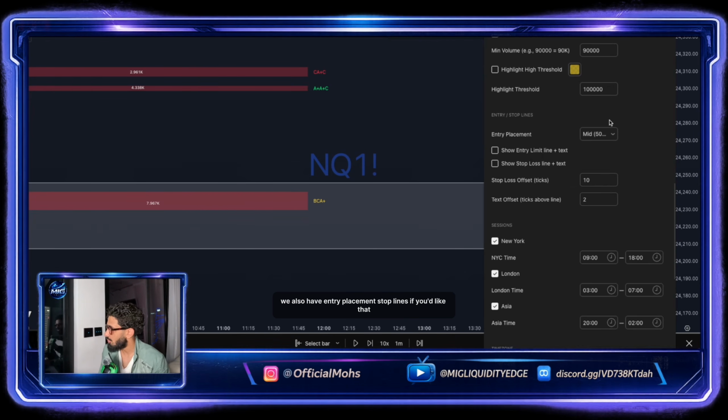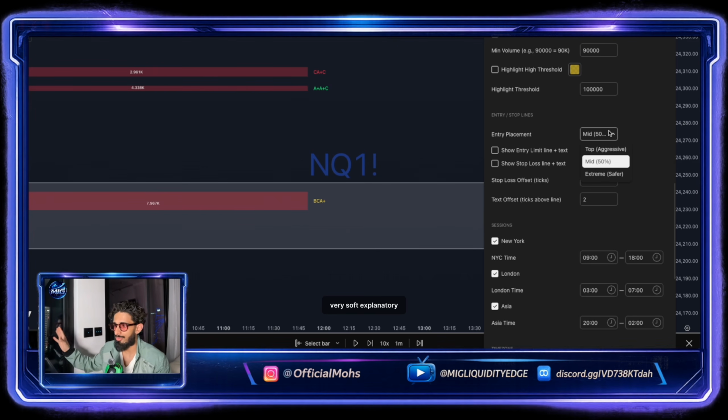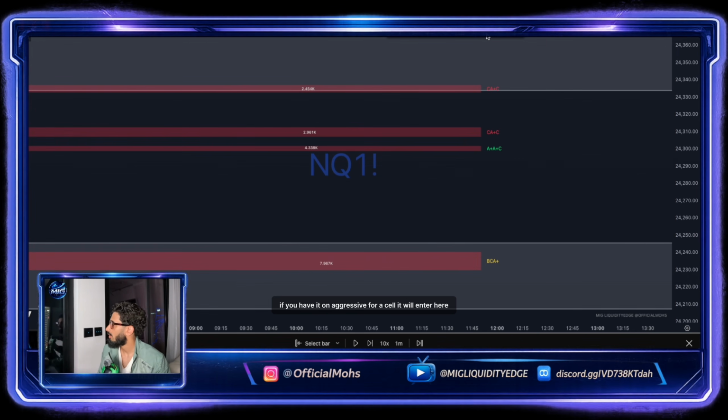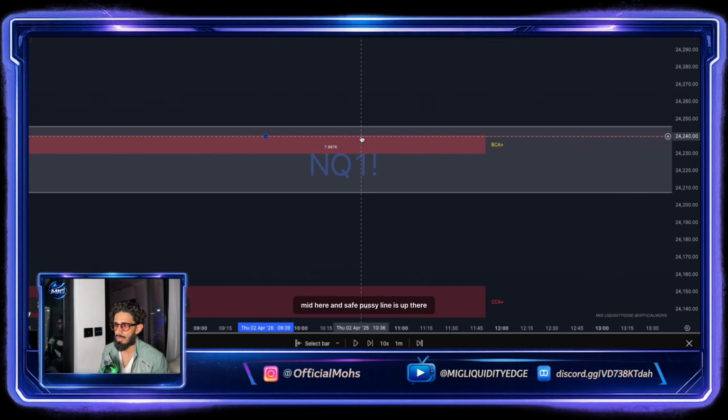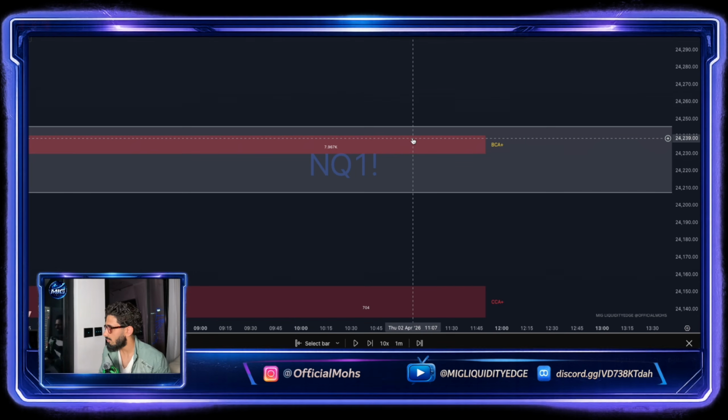Now, we also have entry placement and stop lines, if you'd like that. We have aggressive, mid, extreme, very self-explanatory. If you have it on aggressive, for a sell, it will enter here. Sorry, we'll do it on this one, it's bigger. The sell will enter at the bottom of the block, mid here, and the safe line is up there. Mid 50% is very good, works.